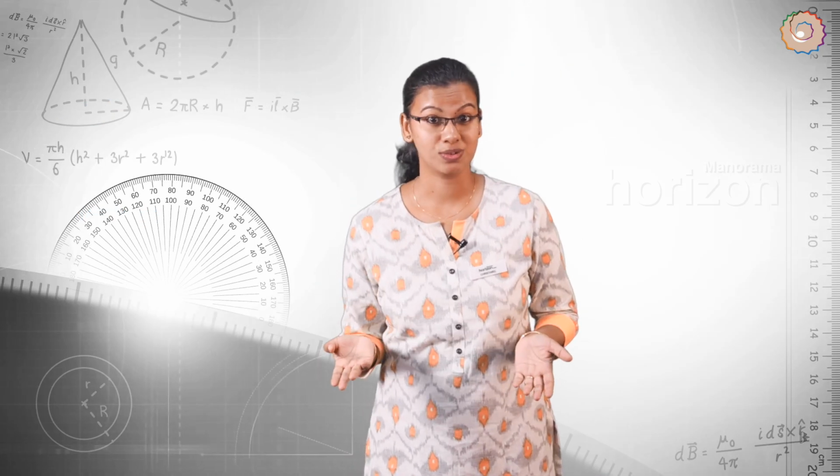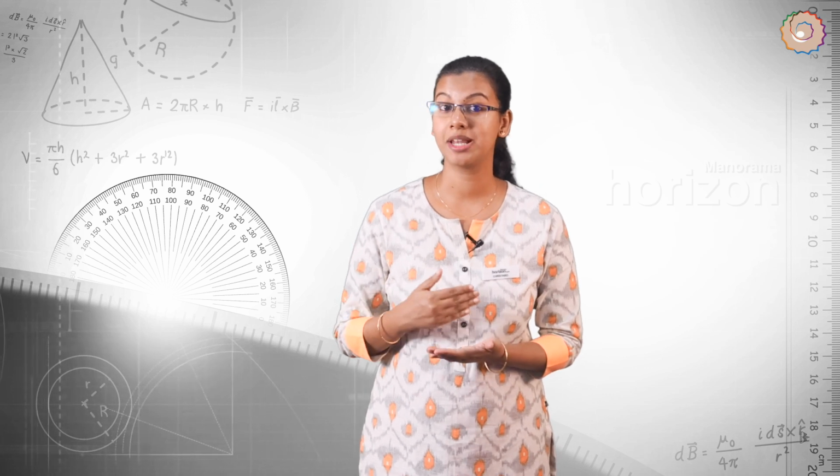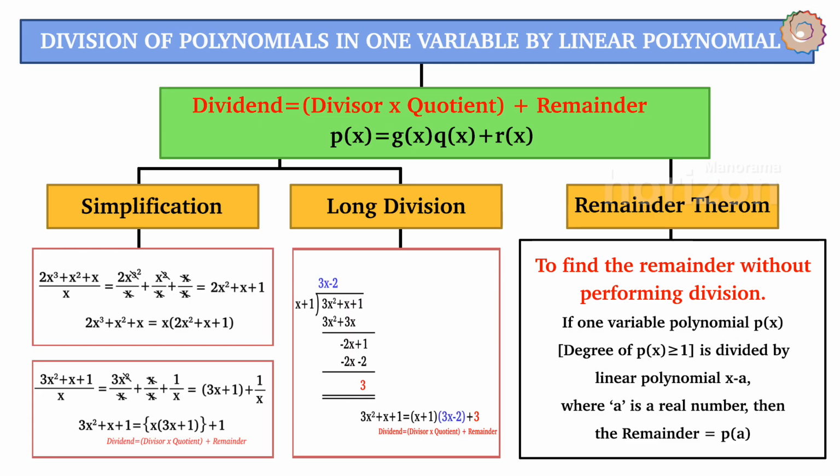So, we can conclude that for the division of a polynomial p of x in one variable by a linear polynomial g of x, we can express it in the form p of x equals g of x into q of x plus r of x. For division by monomials, the division can be done by simplification, and for division by binomials, we can do it by long division. Also, in order to find the remainder without performing division, we can use the remainder theorem.